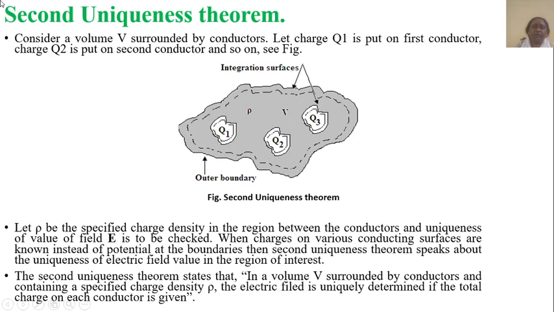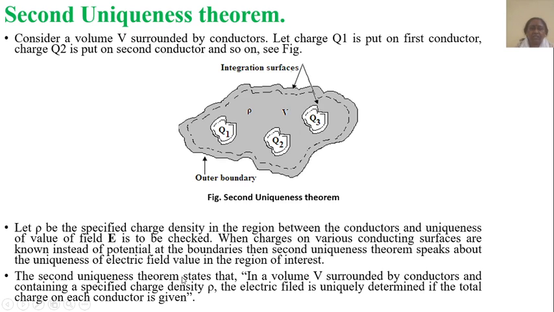Now, the second uniqueness theorem. Consider a volume V surrounded by conductors. Let charge Q1 be put on the first conductor, as seen in the figure, and charge Q2 on the second conductor, and so on. Now let rho be the specified charge density in the region between the conductors, and the uniqueness of the value of field E is to be checked.